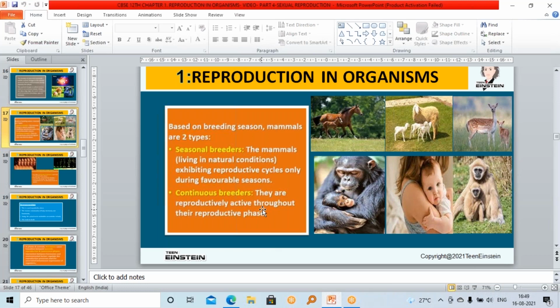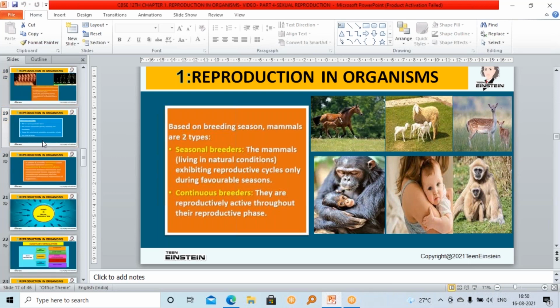They are continuous breeders because whenever the body is ready for a reproductive phase, whenever the cyclic changes or menstrual cycle are active in their body, that mammal is ready for reproduction. This comes after some particular interval in each organism. Such mammals are called continuous breeders, but seasonal breeders will undergo breeding only during natural conditions, when the favorable season comes. Is it clear?